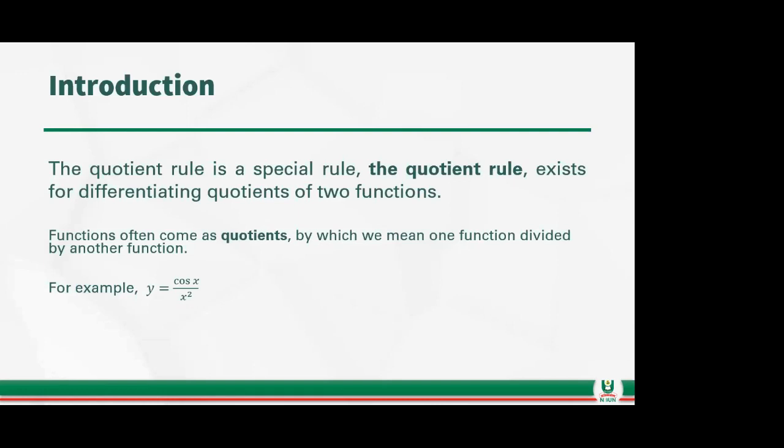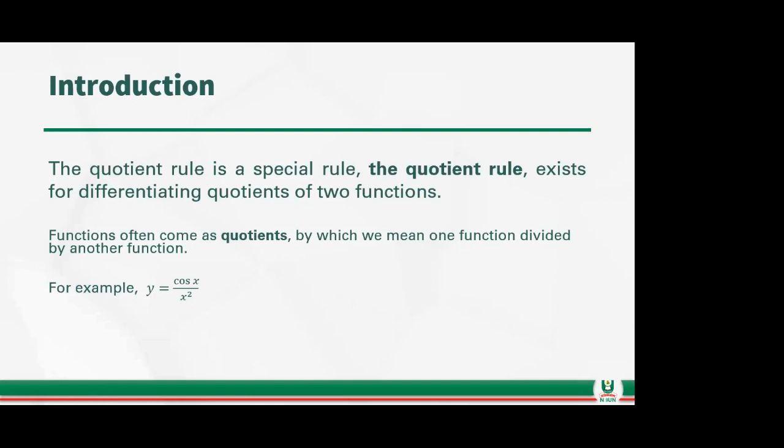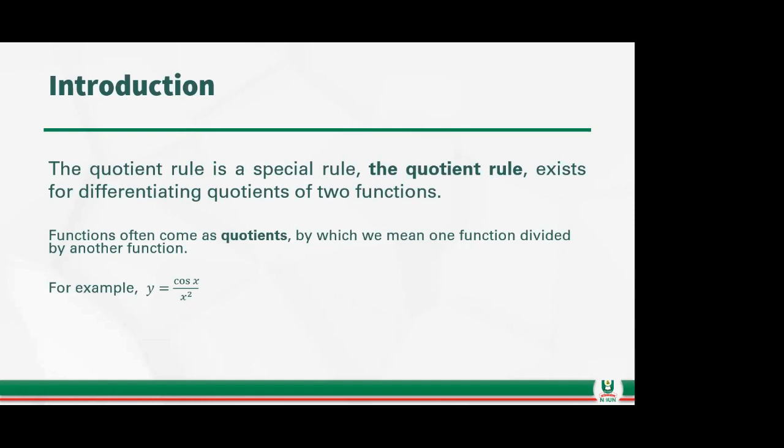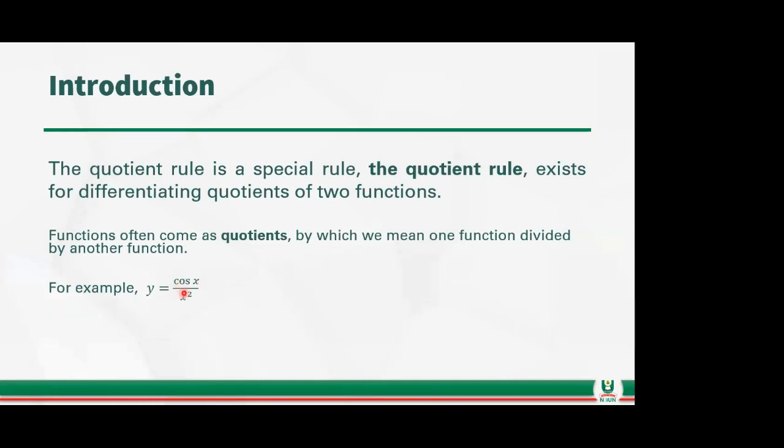We have y is equal to cos x all over x squared. We are going to learn how we can find the differentiation of this function. Let's proceed.